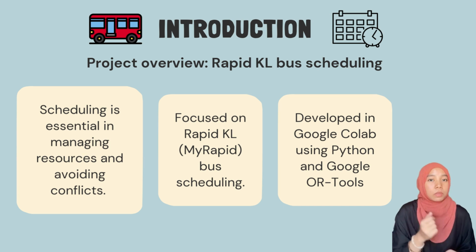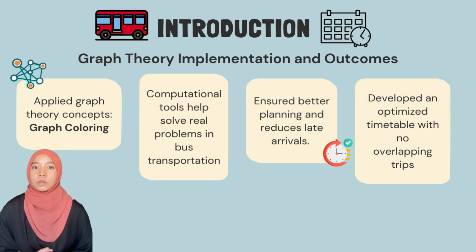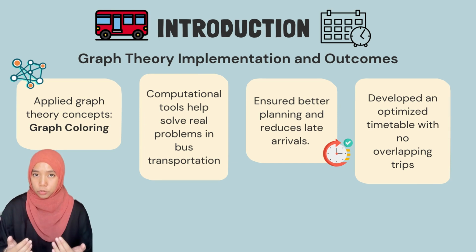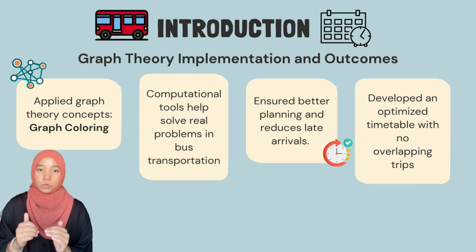for passengers. To solve this, we developed the project in Google Colab using Python and also Google OR-Tools. So these tools help us build a smart scheduling system that can manage many bus routes more efficiently. To build our schedule, we used a graph theory concept called graph coloring. This method helps us avoid conflicts by giving each bus route a different color or time slot so they don't clash with each other.